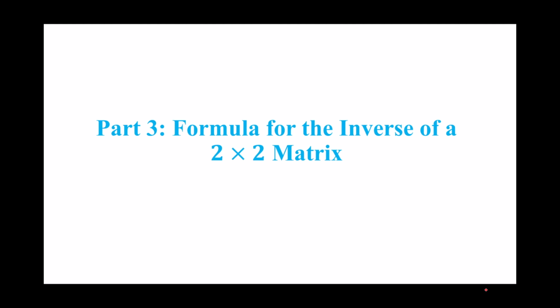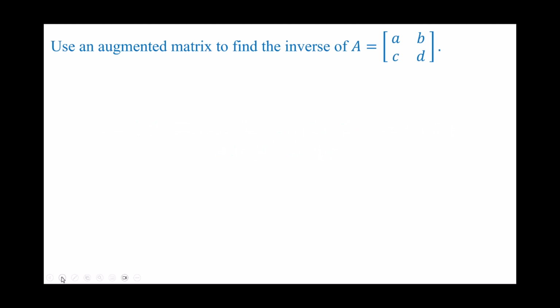Part 3, Formula for the Inverse of a 2 by 2 Matrix. Use an augmented matrix to find the inverse of matrix A with the entries A, B, C, D. So I'm going to do this, and when I find the inverse, I will have a formula for the inverse of a 2 by 2 matrix that, if you memorize that formula, it can be a little bit faster.